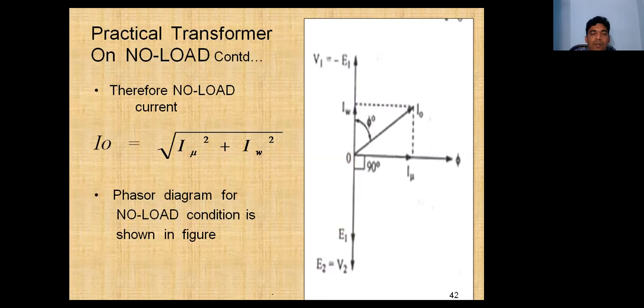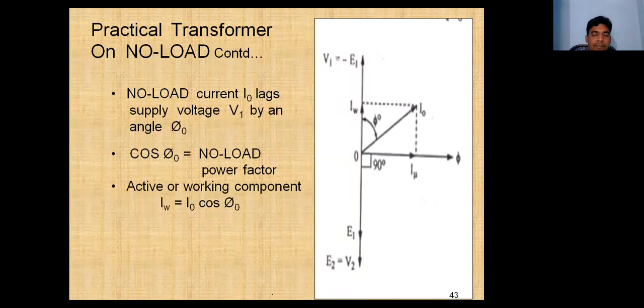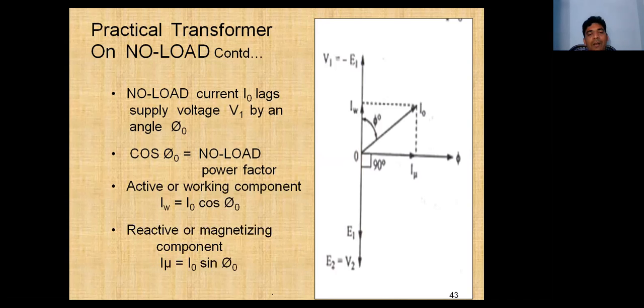The phasor diagram for the no-load condition is as shown in the figure. The no-load current I0 lags the supply voltage V1 by an angle phi naught. So cos phi naught is the no-load power factor. The active or working component I_W is equal to I0 cos phi naught, and the reactive or magnetizing component I_mu is equal to I0 sin phi naught.